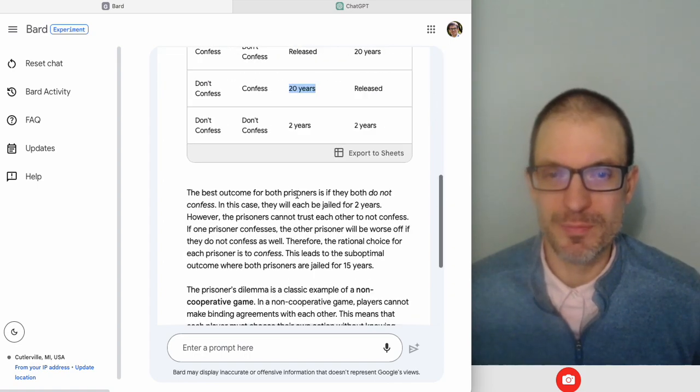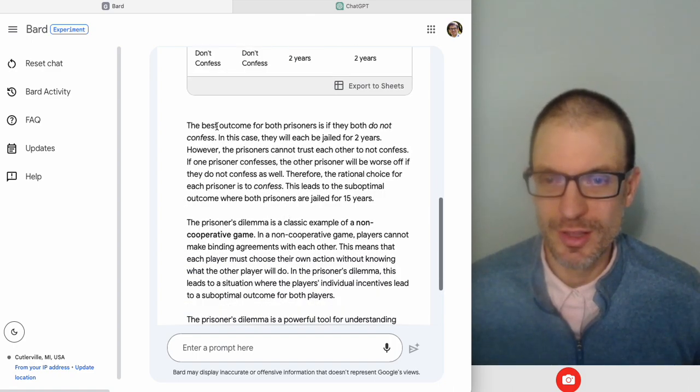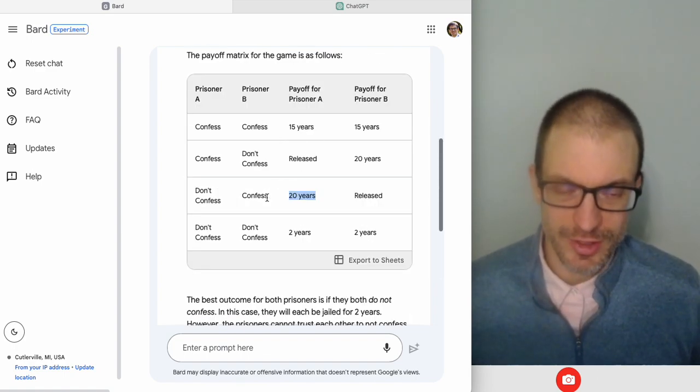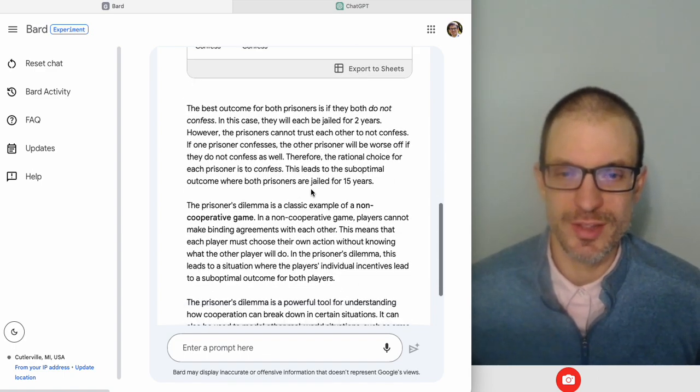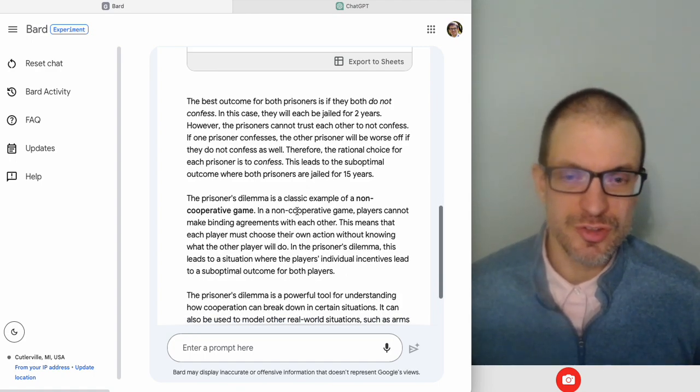Okay, so they made a prisoner's dilemma game. Let's see if they can come up with the solution. So it says the best outcome is if they both do not confess. Yeah, that's right. That will be for their game, though they didn't represent it great. That is the Nash equilibrium for their game. And they did get the payoffs right. So they did actually generate a prisoner's dilemma.